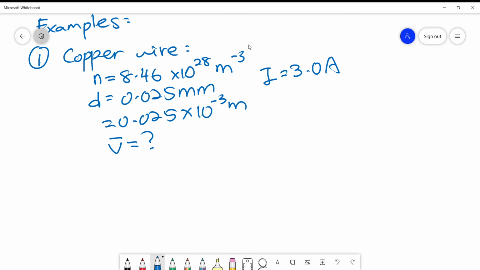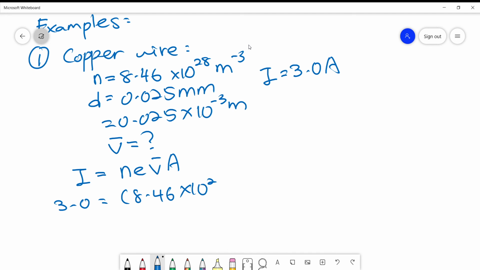So what we need to do is apply directly the formula that we learned, which is I = nevA. So n is 8.46 times 10 to the power 28, and the charge of the electrons is 1.60 times 10 to the power negative 19. The drift velocity is the one that we need to find.